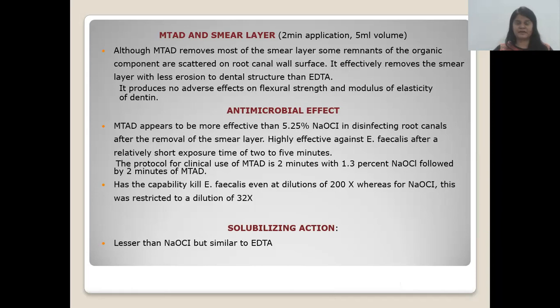With MTAD, removal of the smear layer was achieved in a 2 minute application with 5 ml of the solution. It also had antimicrobial property by disinfecting the root canal, compared to 5.25% sodium hypochlorite, and is highly effective against E. faecalis after exposure of a short time of 2 to 5 minutes. The clinical protocol for MTAD is 2 minutes with 1.3% sodium hypochlorite followed by 2 minutes of MTAD. It can kill E. faecalis even at dilutions of 200 times, whereas sodium hypochlorite is restricted to a dilution of around 32 times.